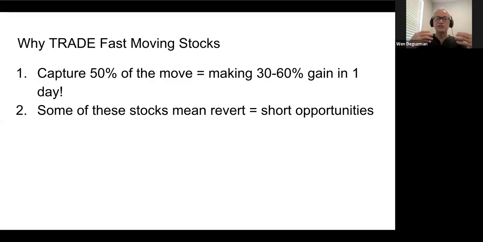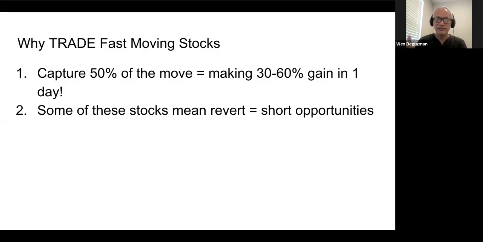So now the question is, why should you trade these fast-moving stocks? Well, if there's a stock that you're able to find that goes up by 178%, what if you can only capture 50% of that move? What if you only capture 30% of that move? Then you can literally make 20, 30, even 60% gain in one day. What will that do for your portfolio? Kind of like a boost, right?